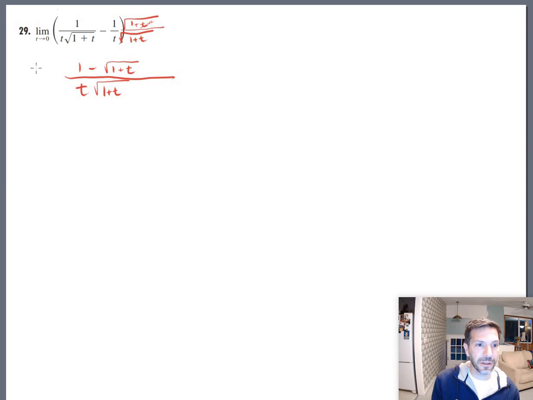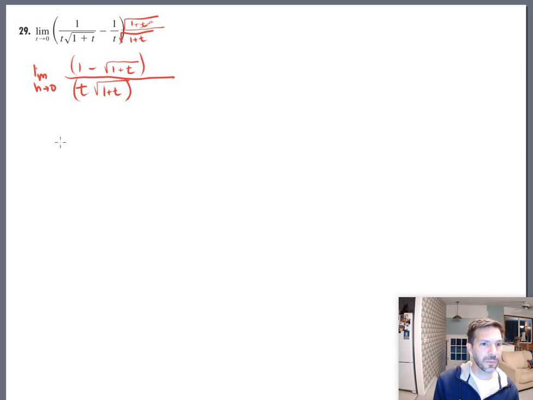And unfortunately, I still can't use direct substitution here. If I put 0 in for t, I'll get 0 times something else, which gives me 0 on the bottom. Does not work. So we already did common denominator. Now we need to do conjugate. So multiply the top and bottom of this fraction by the conjugate.